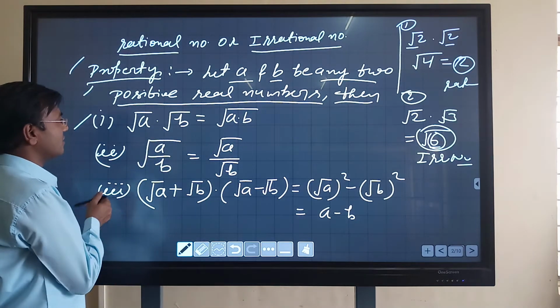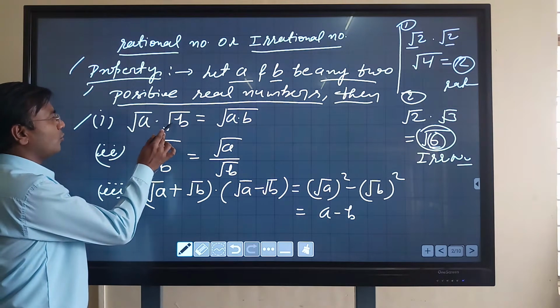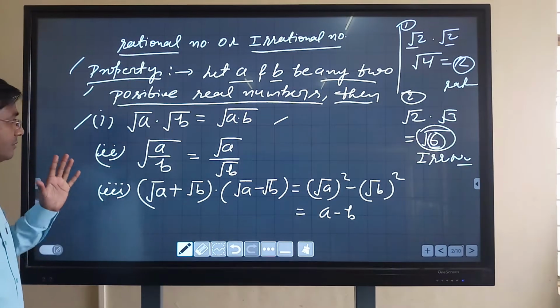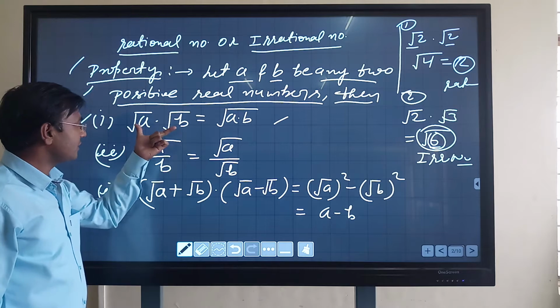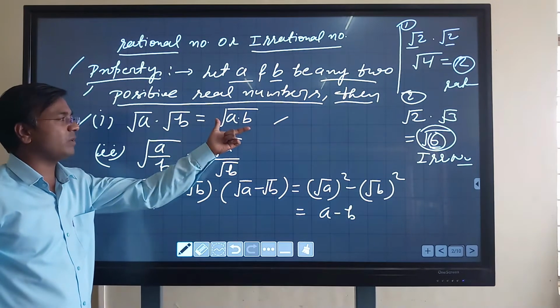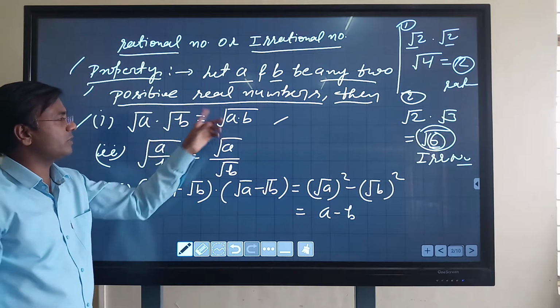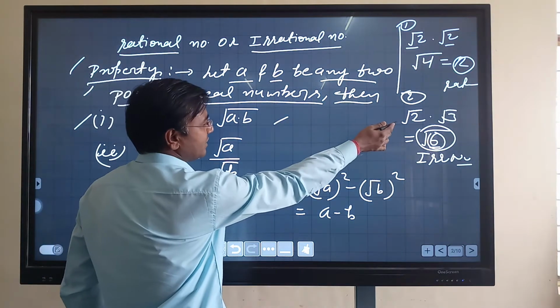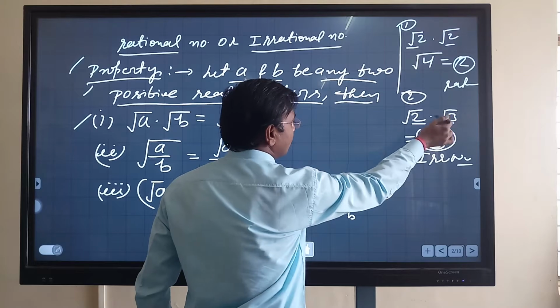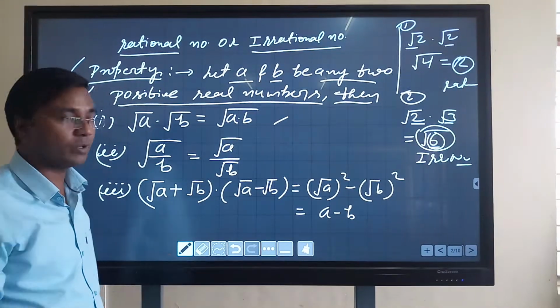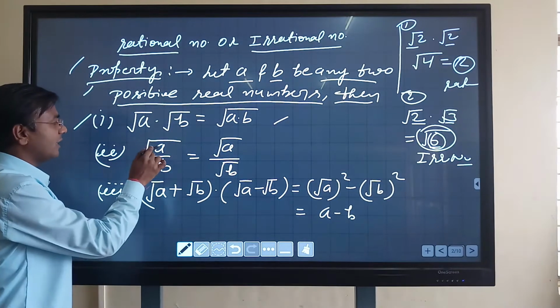Just let's see this. Under root A into under root B equals under root of A into B. It means the product can be done in the square root, they are coming together. Example, we have seen under root 2 into under root 3 equals under root 6, which is an example of this property.